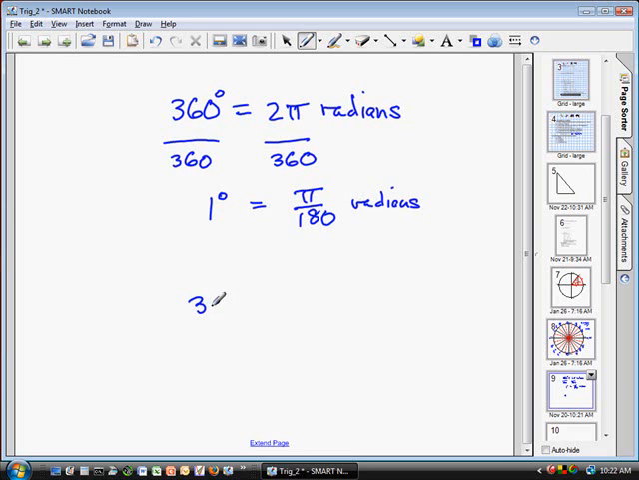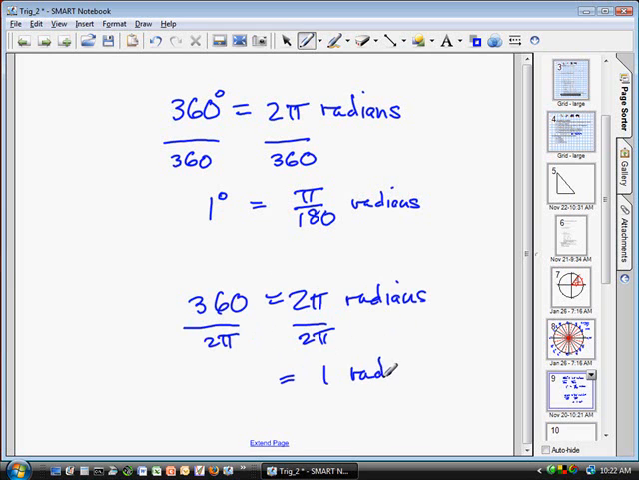Now let's do the opposite. Let's take that same equation, and this time, let's find out how much is in 1 radian. So this time we're going to divide both sides by 2 pi. So on this side we're going to get 1 radian, and on this side we're going to get 180 over pi degrees. And what this is telling you is if you want to change radians back into degrees, you could multiply by 180 over pi.